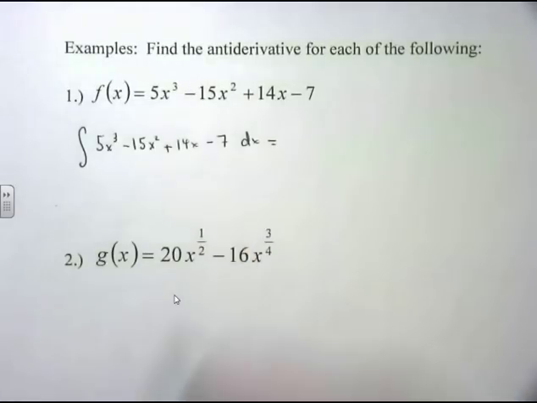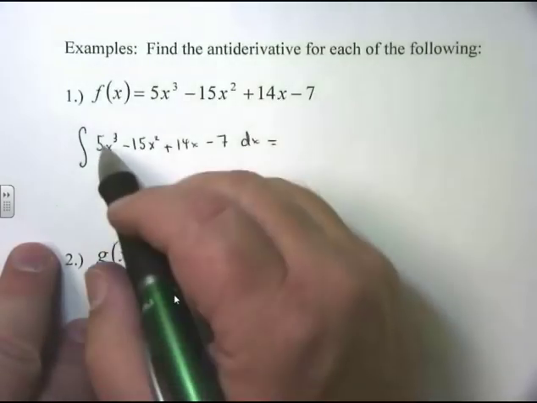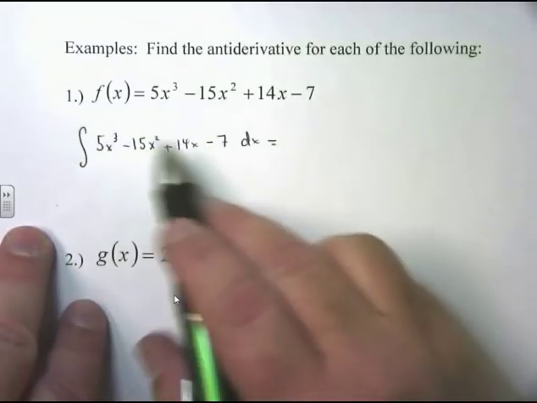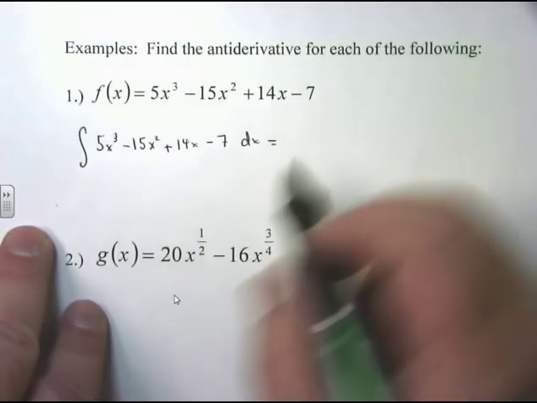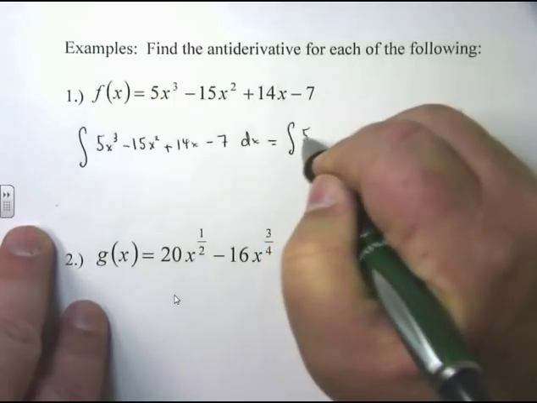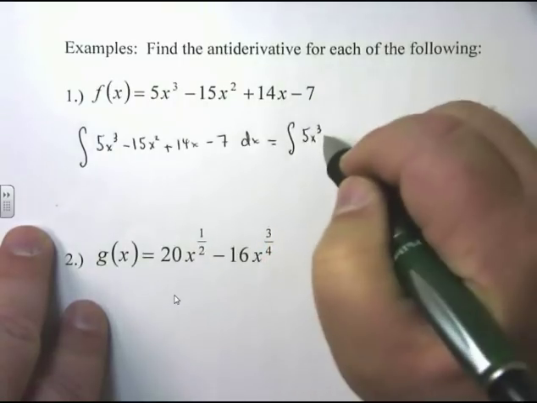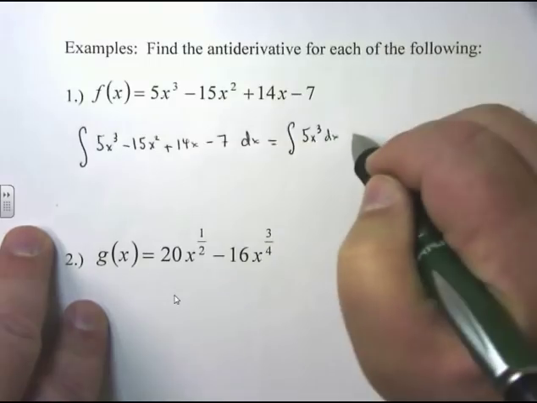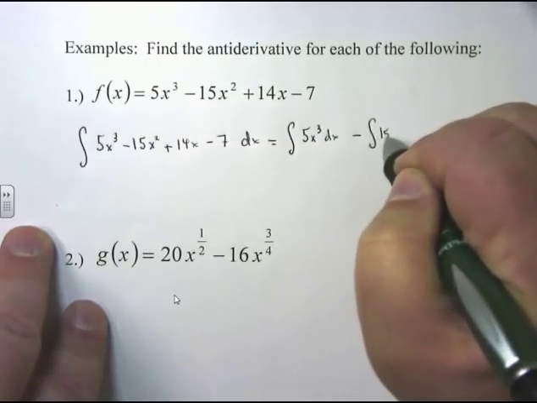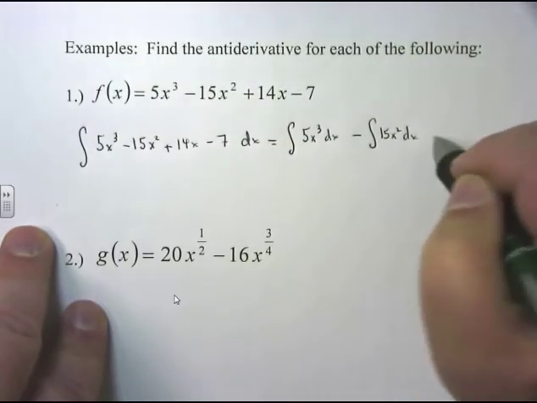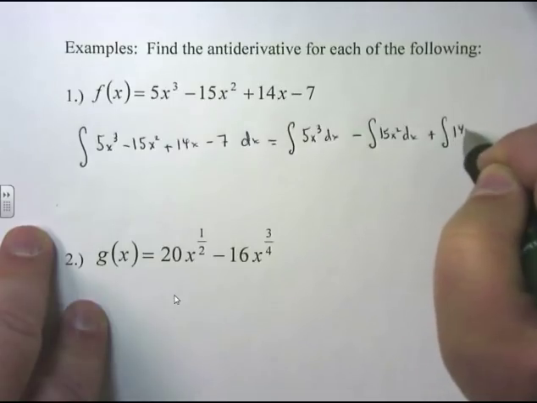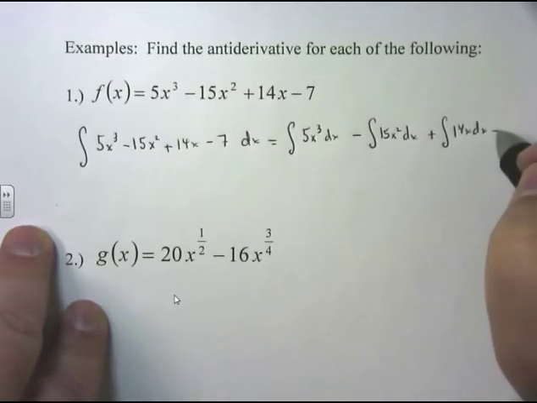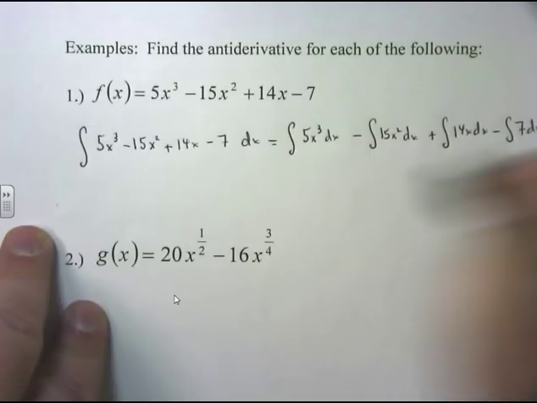Now, just like with derivatives, when I took the derivative of a bunch of things being added or subtracted, I took the derivative of each one. When I take the antiderivative of a bunch of terms that are being added or subtracted, I take the antiderivative of each one. That'll be the integral of 5x cubed dx minus the integral of 15x squared dx plus the integral of 14x dx minus the integral of 7 dx.